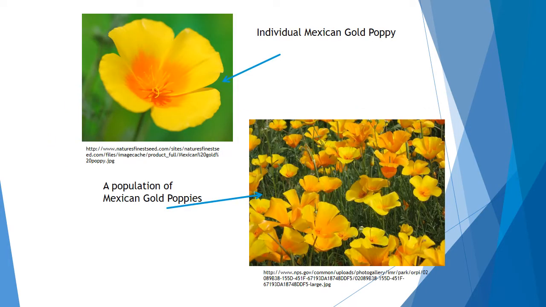So now I want to talk about the different levels of life. So I want to start with the individual here. So here we have an organism, or one individual Mexican gold poppy. Then in the other picture, you can see a population of Mexican gold poppies. And a population is a group of organisms of the same species interacting together. So keywords for population is a group of organisms that are of the same species that are interacting together in an area. That's a population.